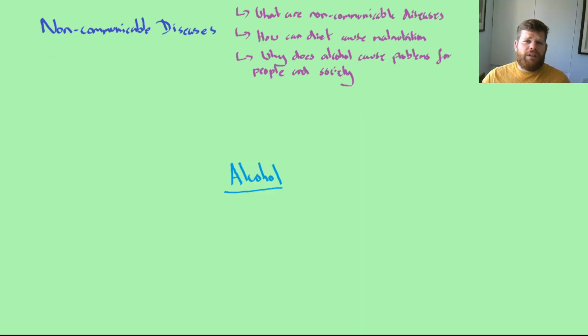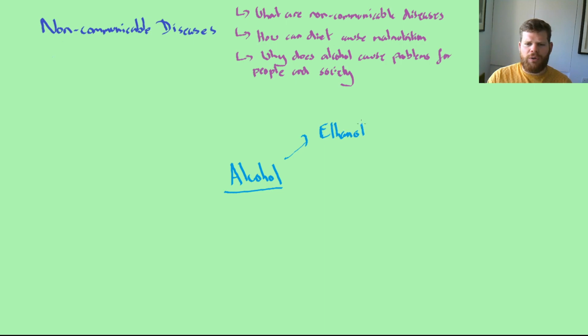So let's talk about this last topic of alcohol. Where does alcohol fit into non-communicable diseases? Well, some diseases are caused by our life choices. That could be related to how much exercise we take, but also whether we choose to put drugs into our bodies or not. Drugs are chemicals that alter the body in some way. Alcohol contains one such chemical. That chemical is called ethanol.